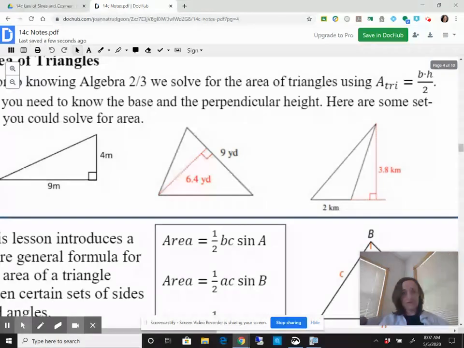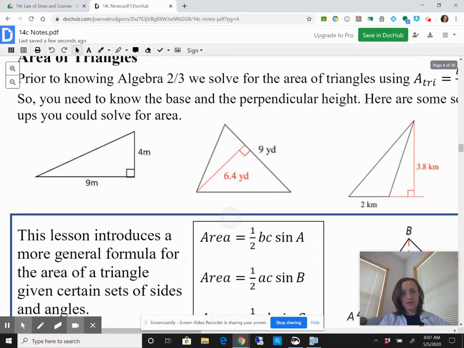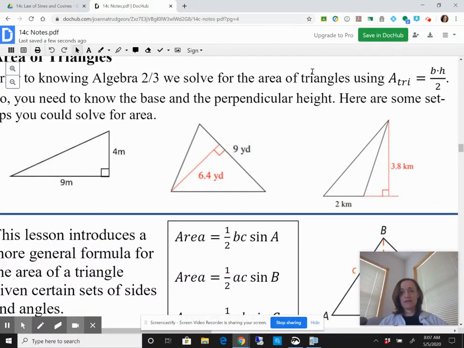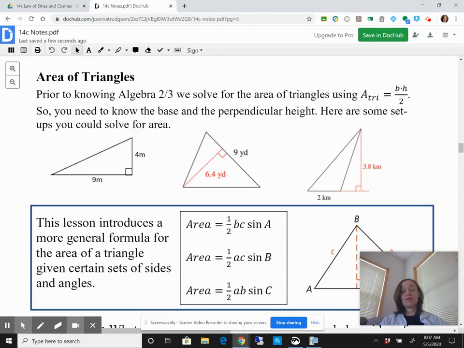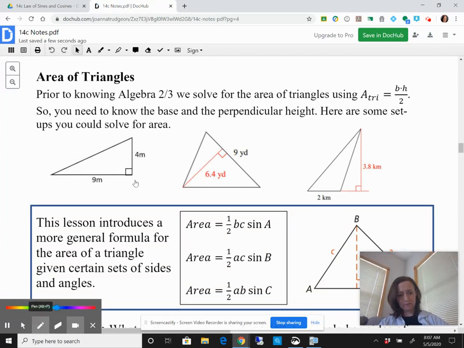So remember, from algebra 2, you solve the area of a triangle as base times height divided by 2. That is if you know the perpendicular height. So when you were in geometry back in the day, we don't actually have to do these problems, but this would be a nice right triangle. Area equals 1/2 base times height. So 4, or I should have done 9. It doesn't really matter. 4 times 9 divided by 2.